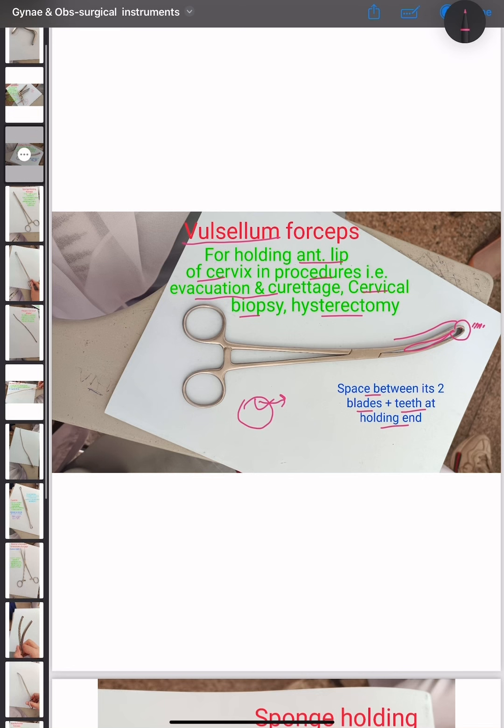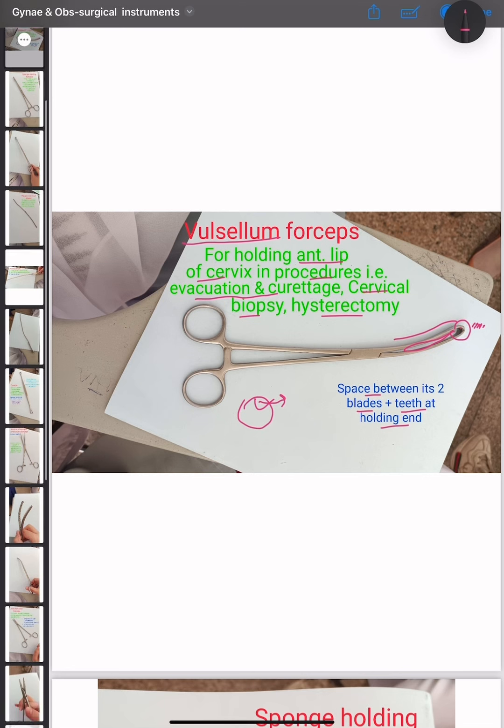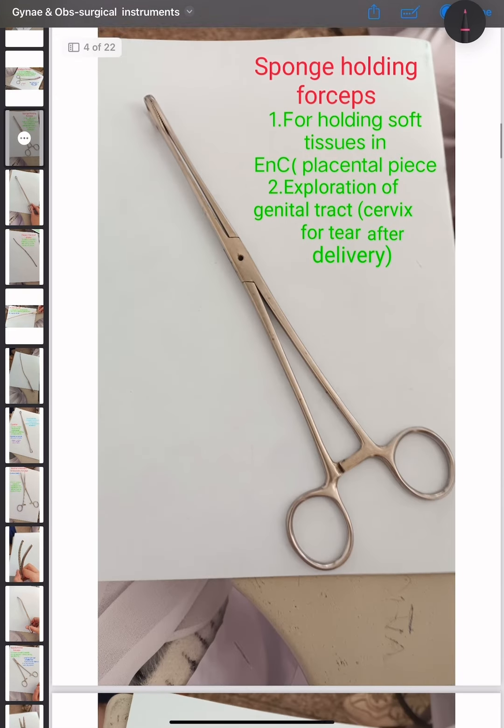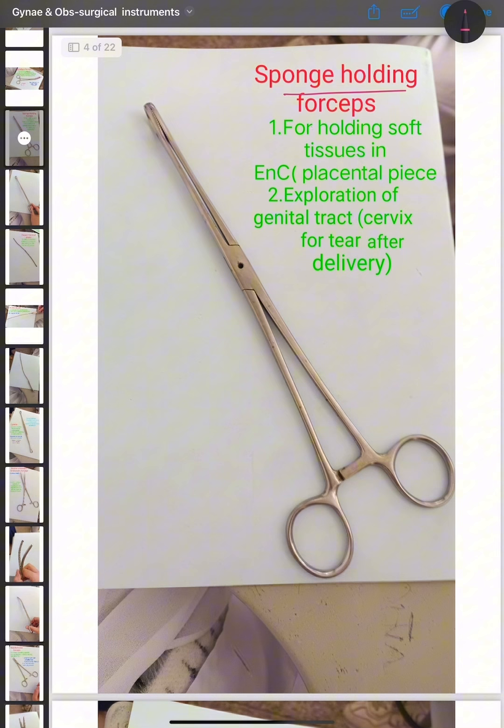So the general function of Vulsellum forceps is to hold something, soft tissues, that is the anterior lip of the cervix, etc. Okay, the next instrument is the sponge holding forceps. This is a sponge holding forceps. We are having a small opening like space here, and it is used for holding soft tissues in placental pieces, exploration of the genital tract, and the cervix for tear after delivery.